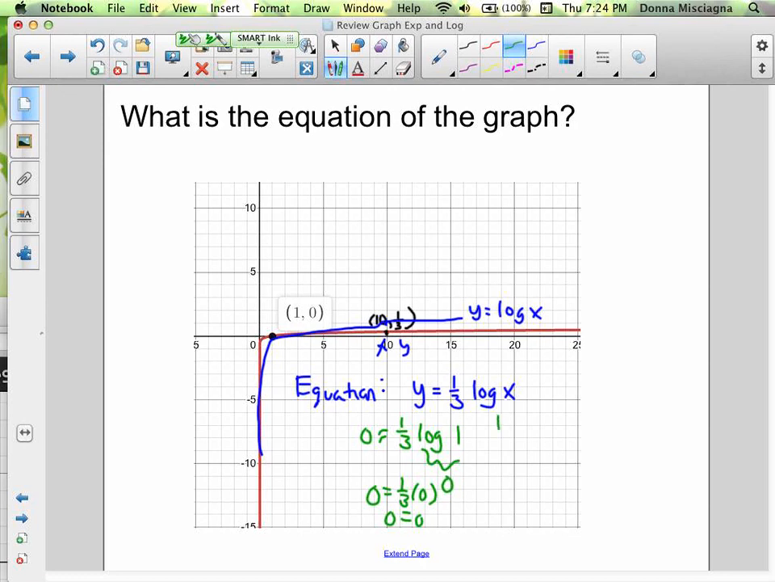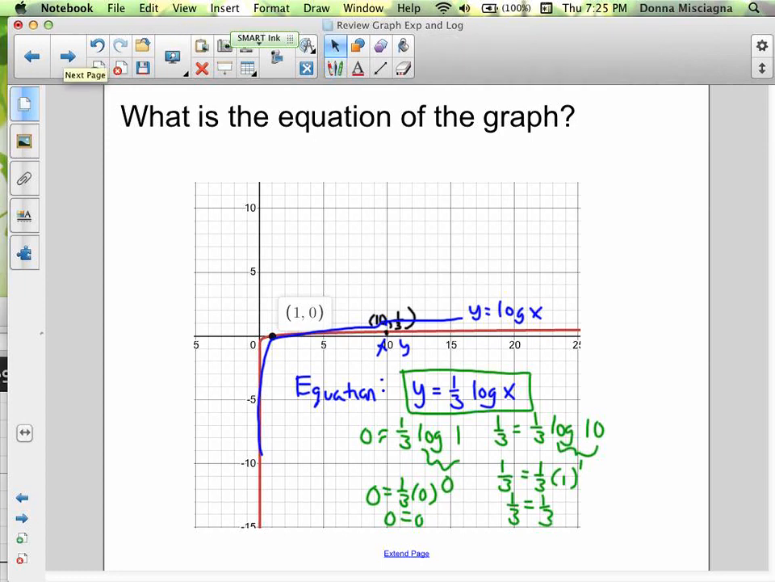So 1/3 equals 1/3 log 10. Well, this is the power that I have to raise 10 to get 10. So that's equal to 1. So we have 1/3 equals 1/3 times 1. 1/3 does equal 1/3. That checks out as well. So this must be the equation, y equals 1/3 log of x. I think I've got one more, but after you've done 2, I think you'll be an expert on number 3.